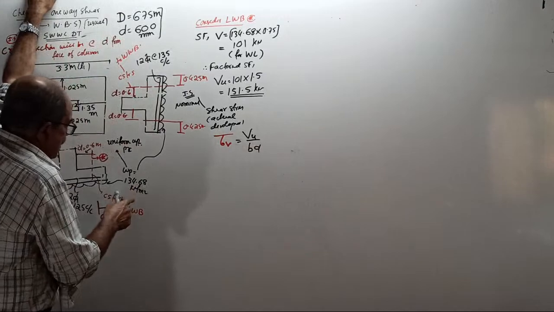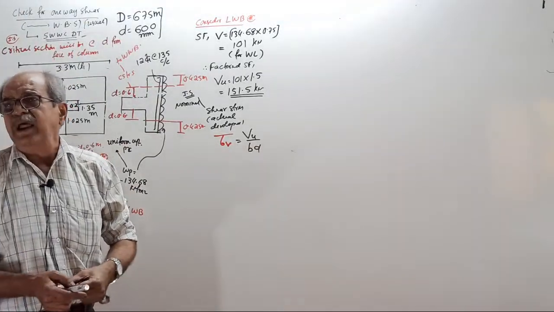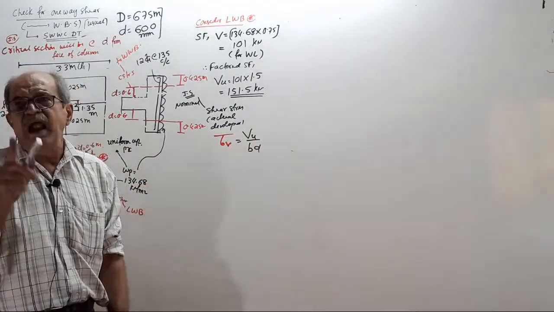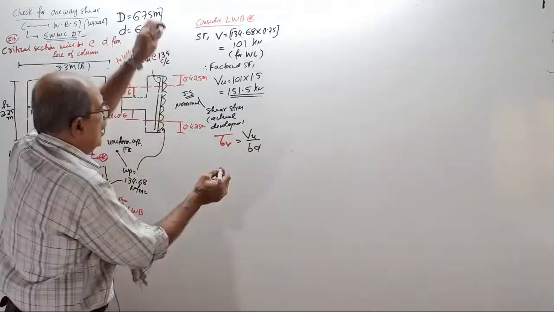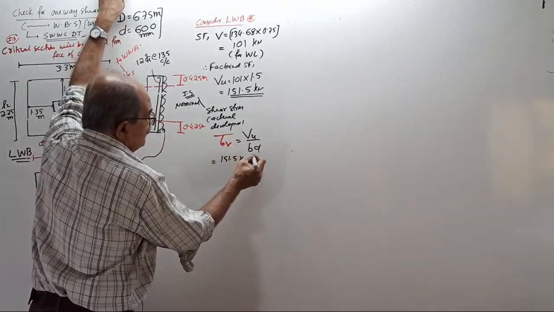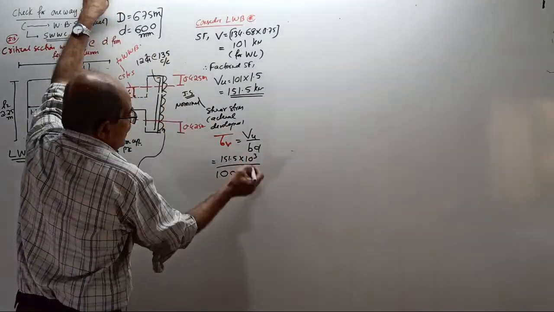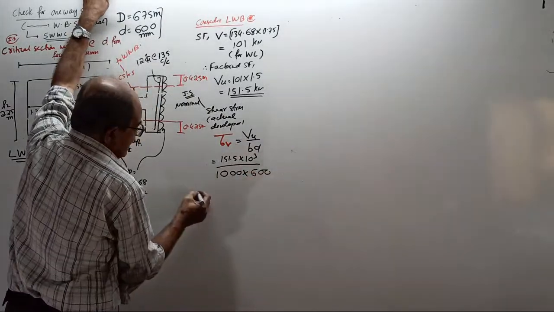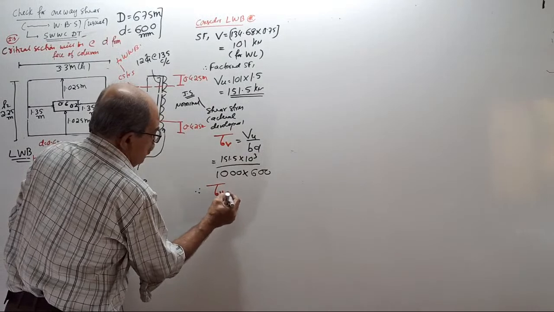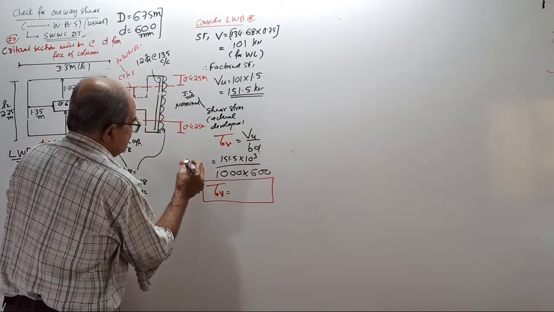Tau V equal to VU by BD. When the load is taken in kilonewton per meter, the breadth is understood as 1 meter. So, 151.5 times 10 to the power 3 divided by 1000 divided by D, which is 600. Good answer. Therefore, tell me what is the shear stress tau V, the developed stress. This is the actual stress.